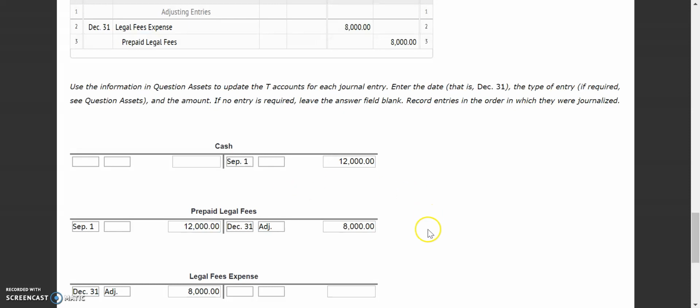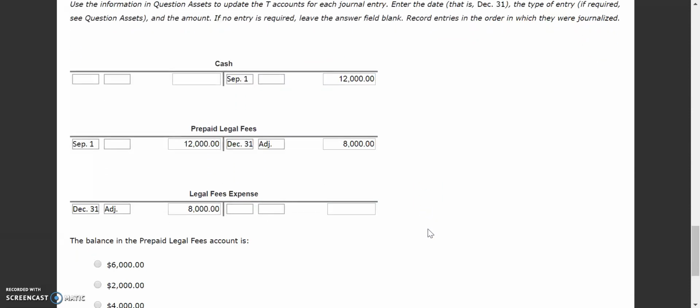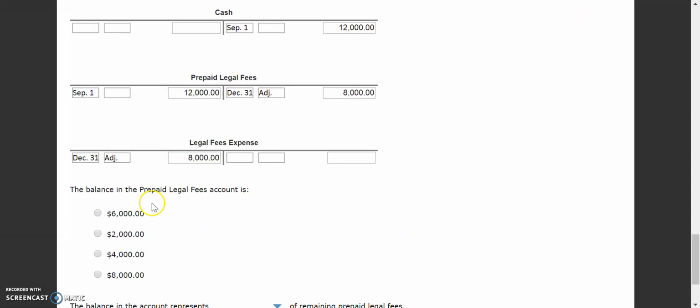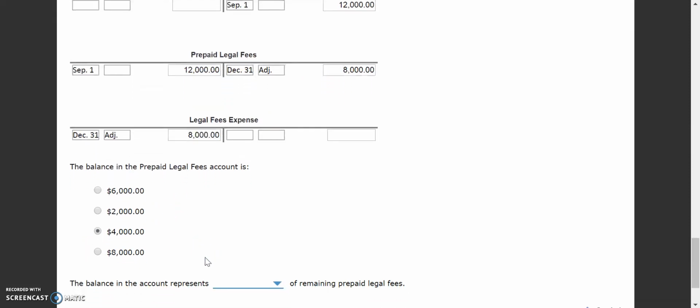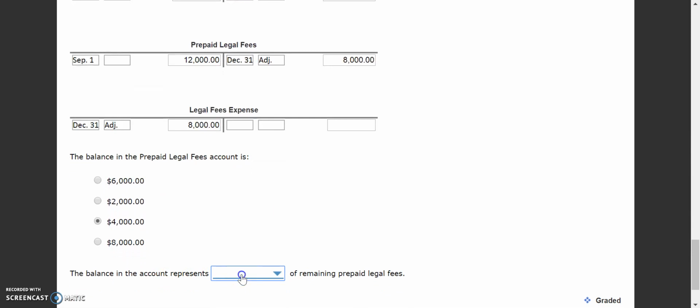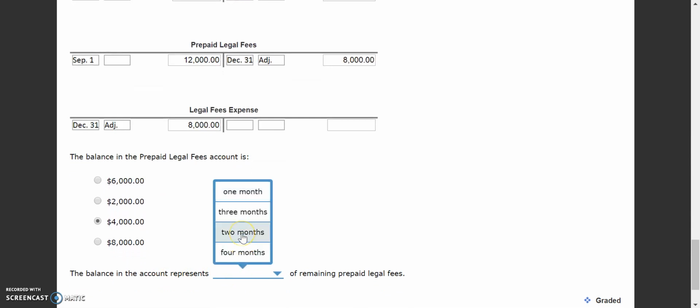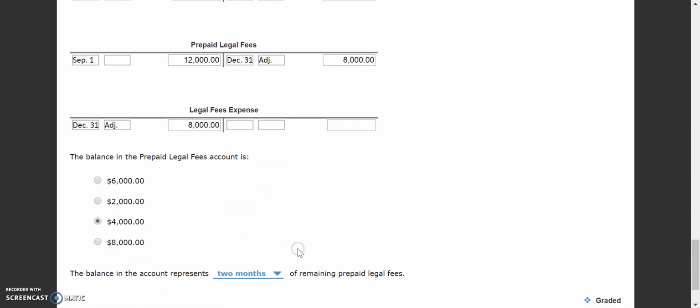Okay, so when we come down here, there's a couple of questions at the very bottom that says that the balance in the prepaid legal fees account would be 12,000 minus the 8,000. So we have a balance of 4, which means that in that account, there are 2 months of remaining prepaid legal fees. Because remember, September, October, November, December has already been used up. That's 4. And so we have January and February still to go. So 2 months of remaining prepaid legal fees.